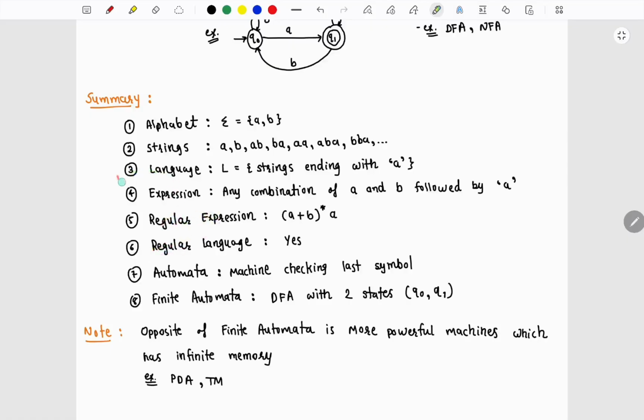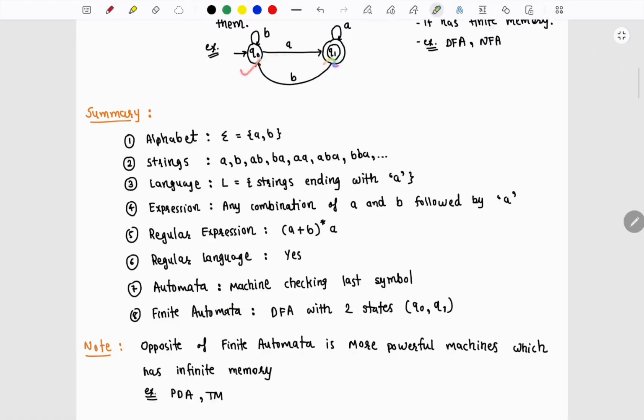Whether this language is a regular language? Yes. Why? Because we can write a regular expression for this language. What can be the automata for this language? A machine checking the last symbol. This can be the automata. Whether this language is a finite automata? Yes, because there are only two states. That's why it is a finite automata. A DFA with two states, Q0 and Q1. That's why our language is a finite automata.